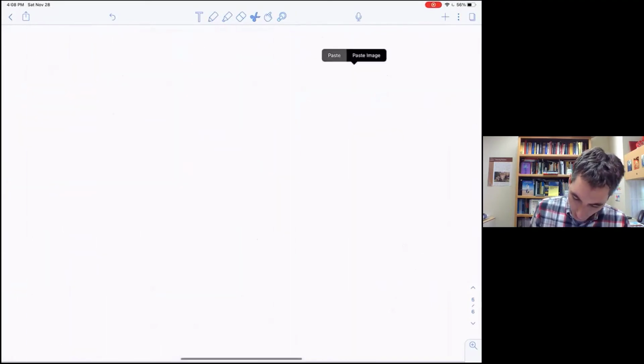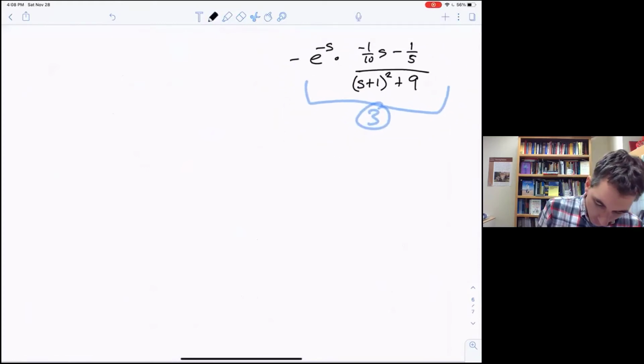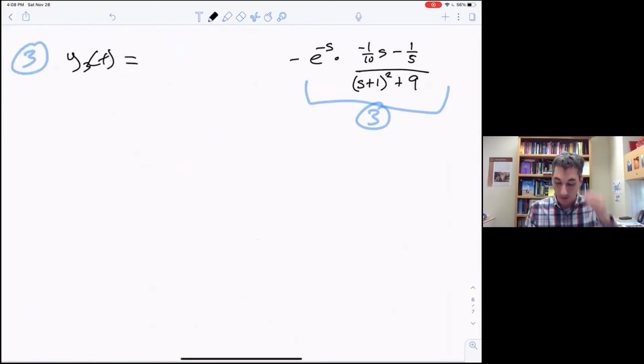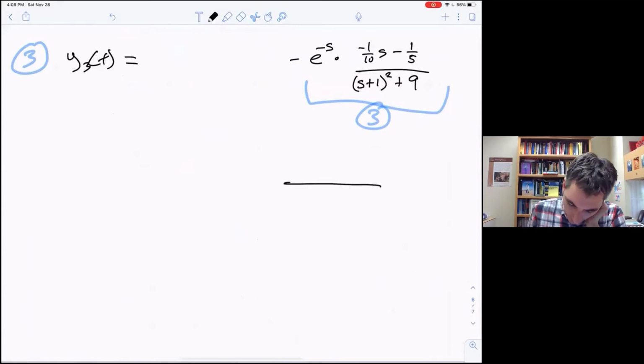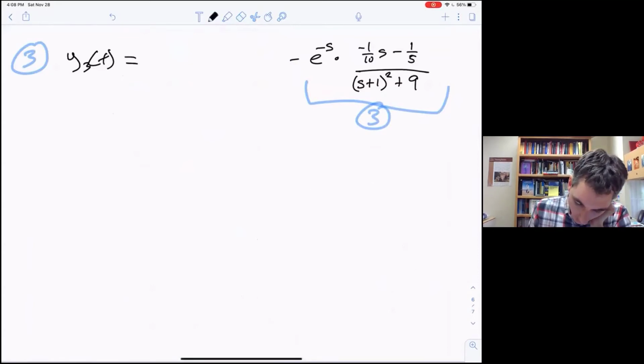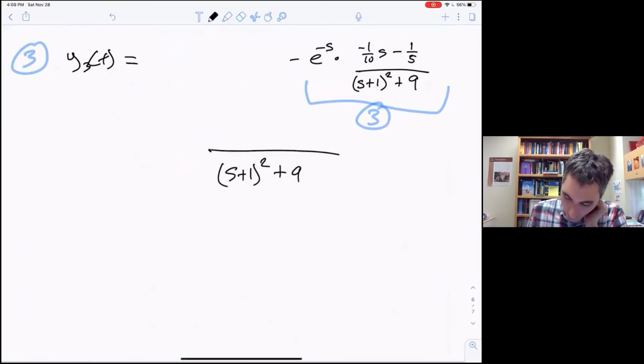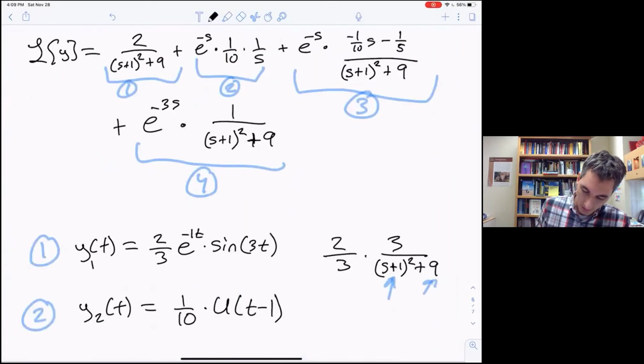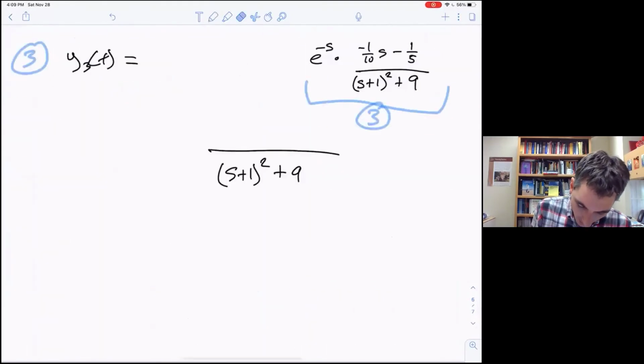The third one here, let me just copy this and paste it onto the next page so we can get a look at it here. So this is going to be number 3. So we're going to have y3 of t once we inverse this. I think there's going to be some work to do here because this has to look like s plus 1 squared plus 9. This really has to look like s plus 1. So I think what I'm going to do is factor out. Is there a minus on there? No, there's no minus. I'm not sure where that minus came from.